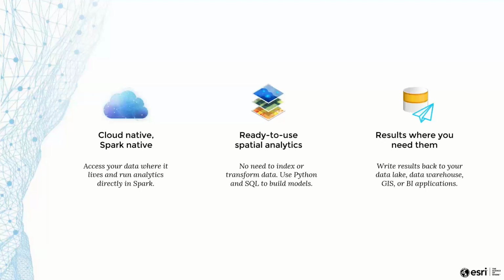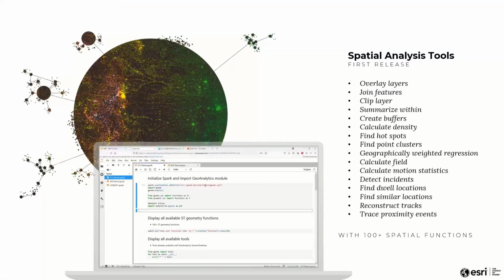And also, you can write to GIS format, meaning you can get this information back into ArcGIS if you wanted to do deeper analysis in Pro, or if you wanted to populate an app with this data. So it's completely up to you. Now, in the first release, we focused on 16 analysis tools.